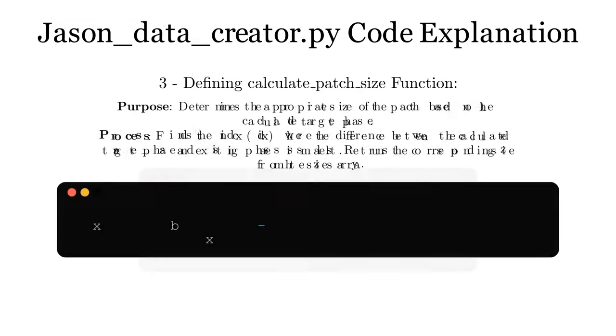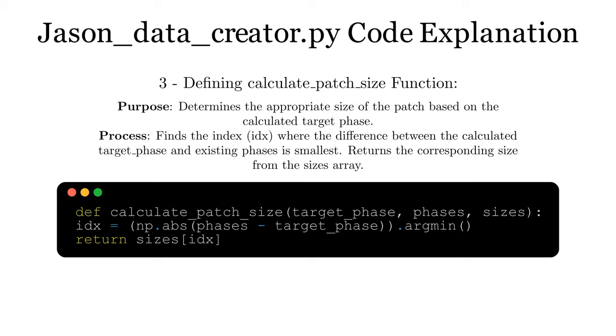Step 3. Defining calculate_patch_size function. Purpose: determines the appropriate size of the patch based on the calculated target phase. Process: finds the index, idx, where the difference between the calculated target_phase and existing phases is smallest. Returns the corresponding size from the sizes array.